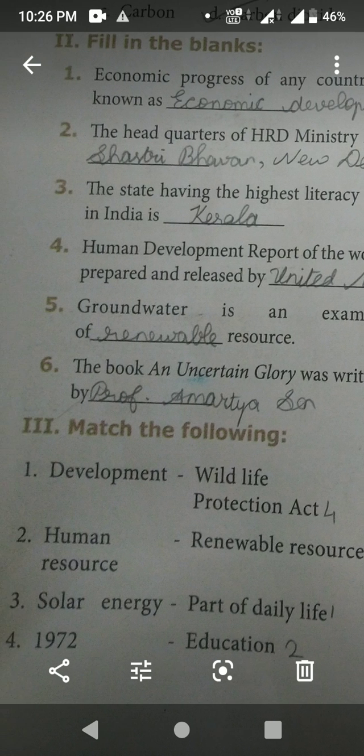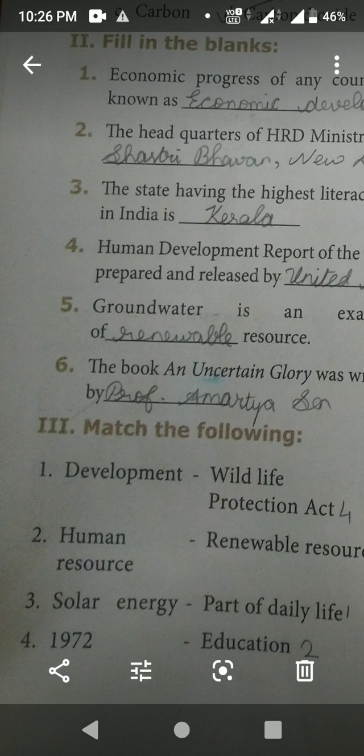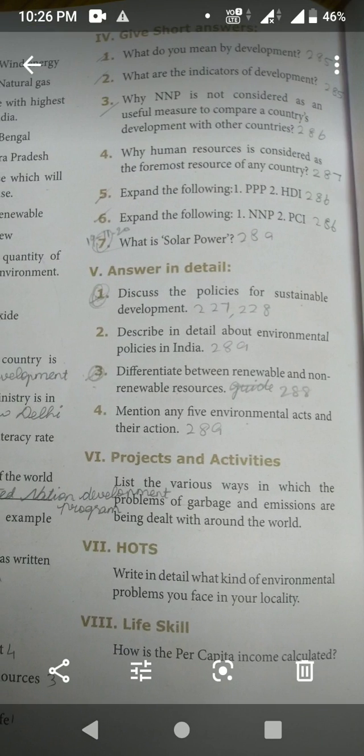Roman number 3. Match the following. First question. Development, part of daily life. Human resource, education. Solar energy, renewable resources. 1972, Wildlife Protection Act. Okay. Next, give short answer. Here I have given the 7 question answers, isn't it?